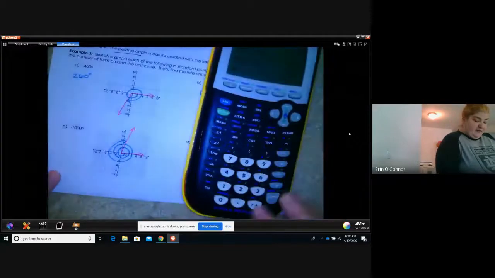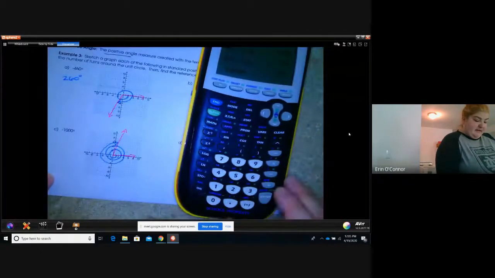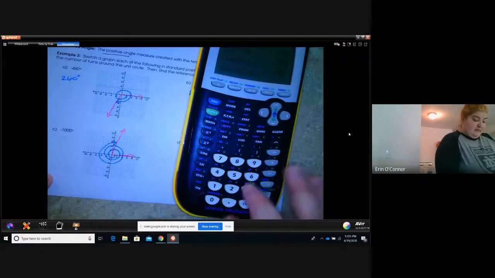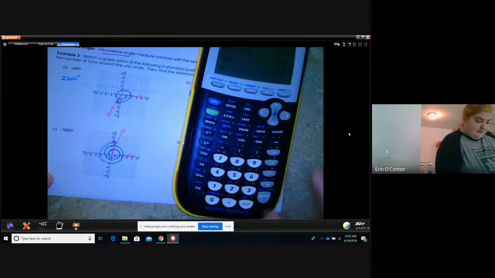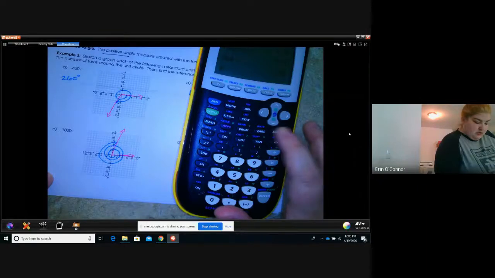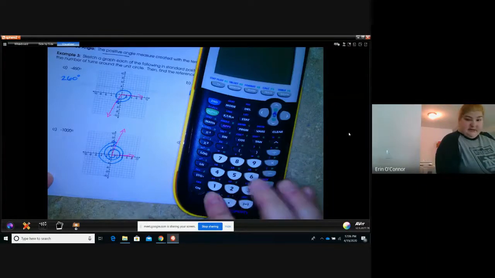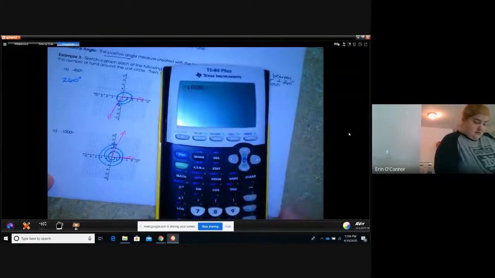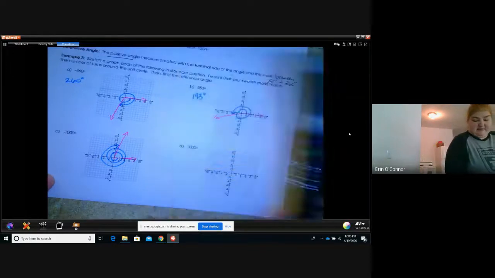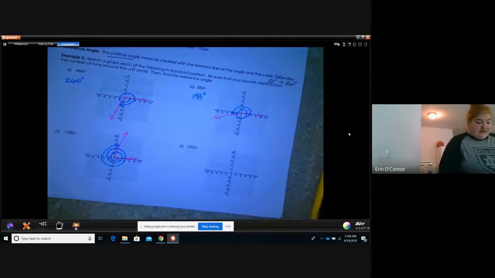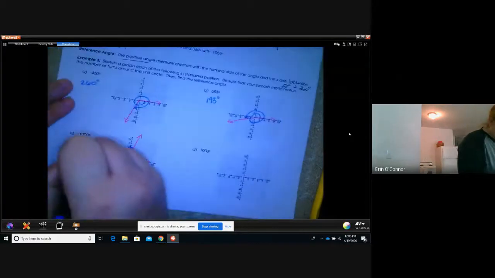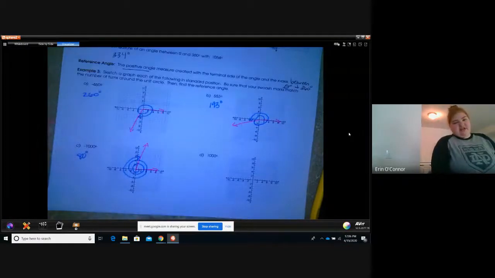Now to find a reference angle, I'm going to start with negative 1000. I'm going to keep adding 360 until between 0 and 360. So we had negative 1000 plus 360 plus 360 plus 360. And I get 80 as my reference angle. And some of you guys might be able to do that in your head, and that's perfectly fine. But just make sure you double check it.